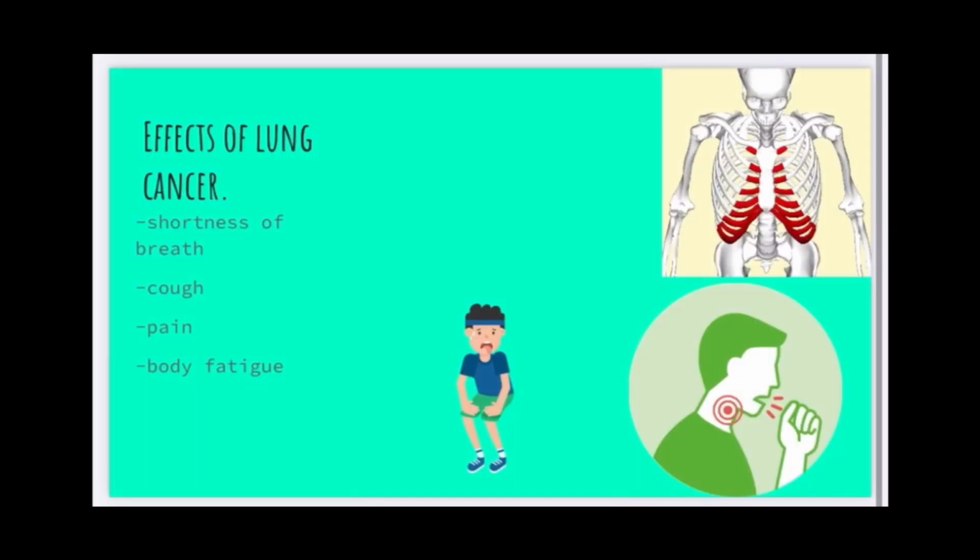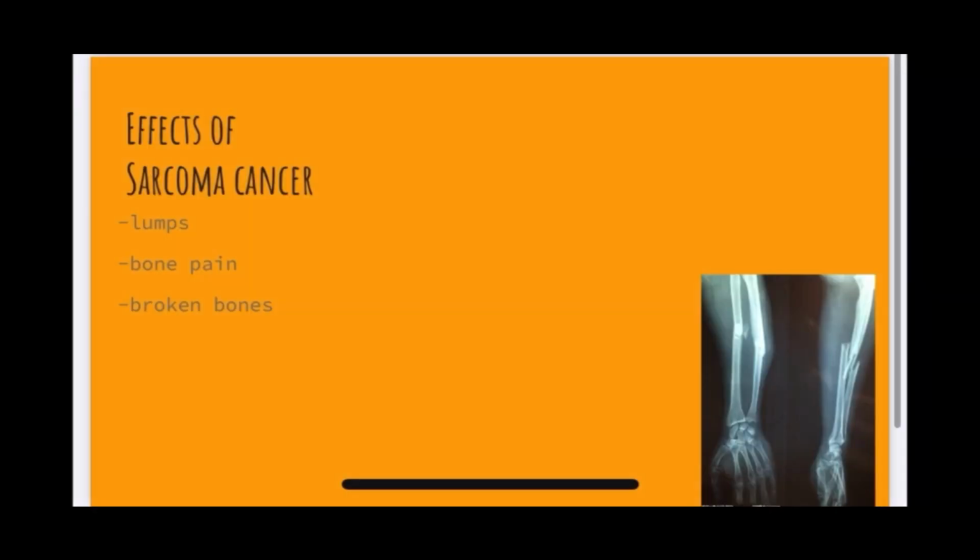Some of the effects of having lung cancer are shortness of breath, having a cough, having pain in the chest or rib area, and whole body fatigue. So, the effects of having sarcoma are having lumps that can be felt through the skin, having bone pain, and having broken bones that happen unexpectedly.